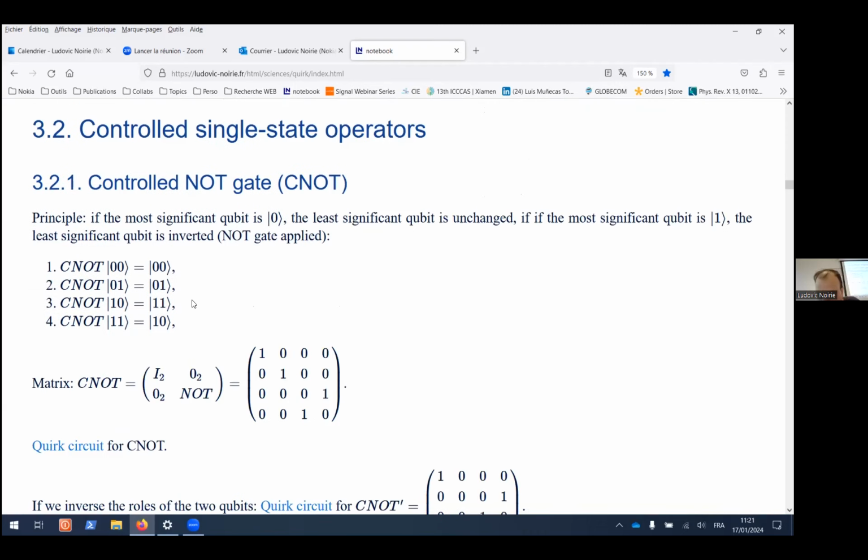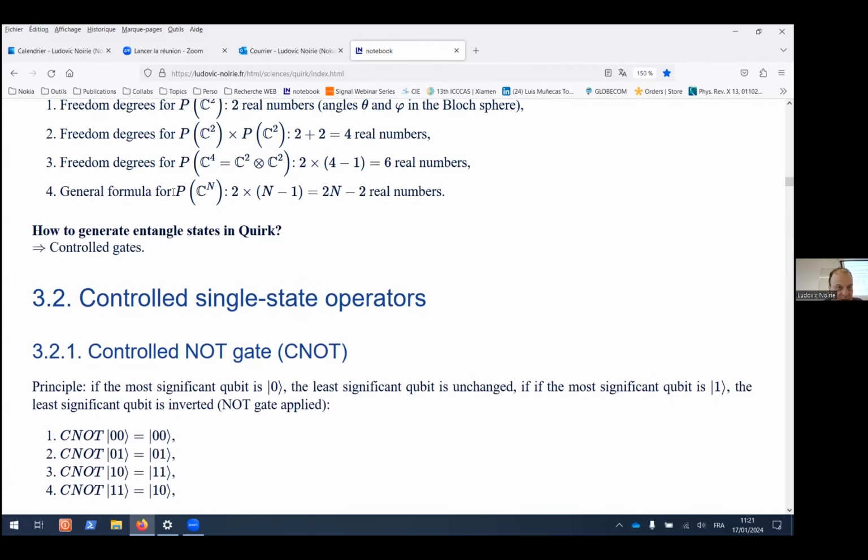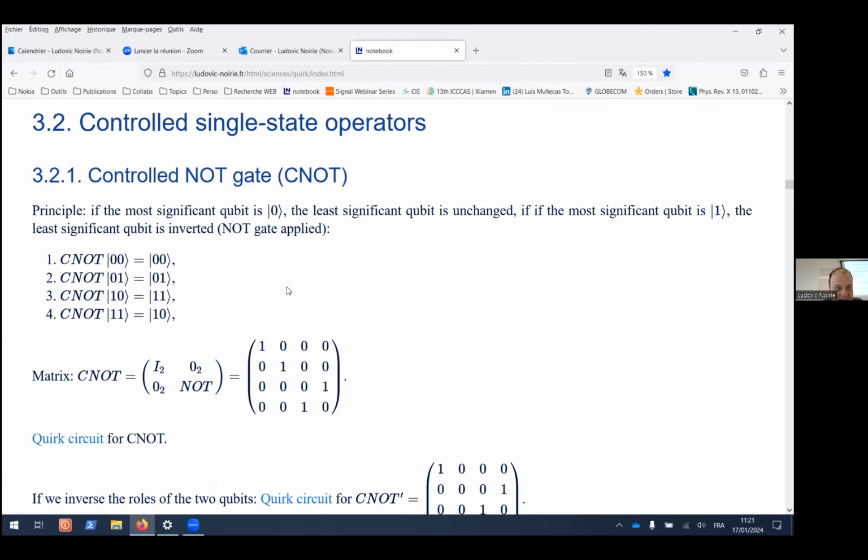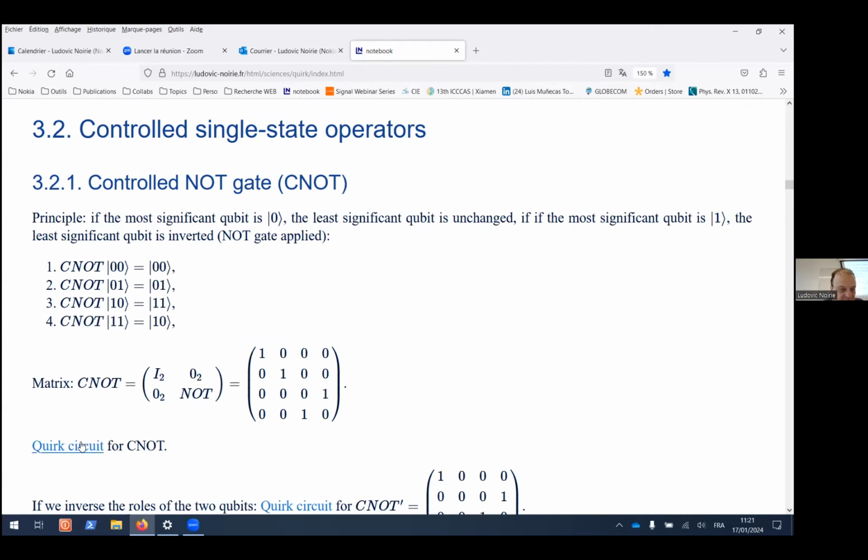So how to generate entangled states in Quirk? The main gate that should be known is the control NOT gate. The control NOT gate simply says that if the input qubit, the most significant qubit, so the qubit on the left in this representation, is 0, you do nothing on the other qubit. So you take 0 or 1. If it is 1, you invert it.